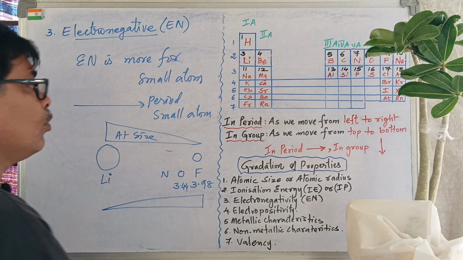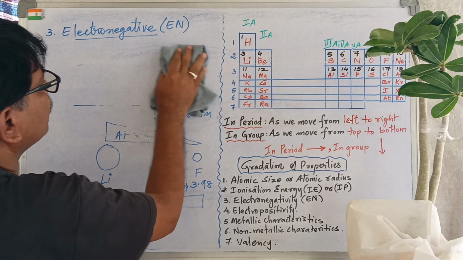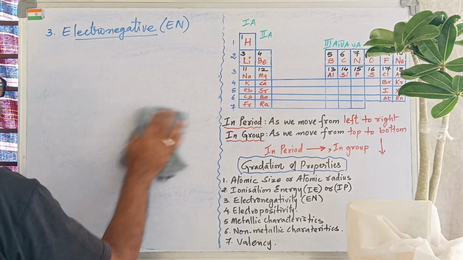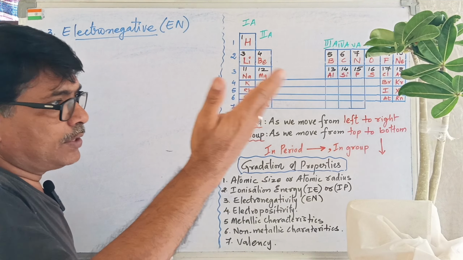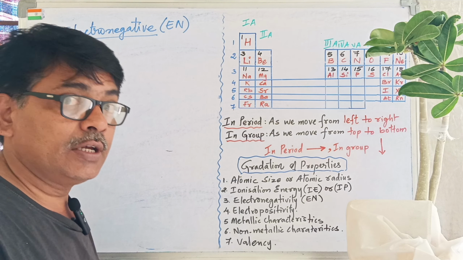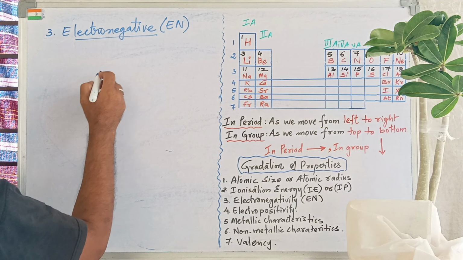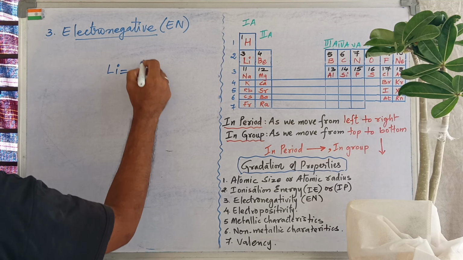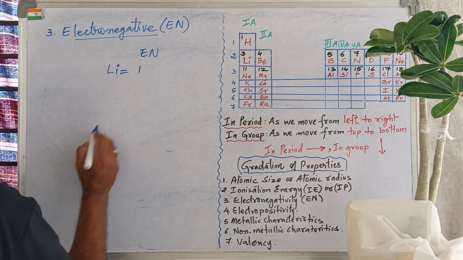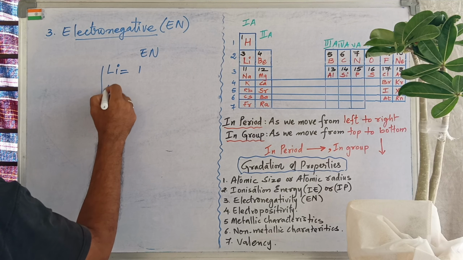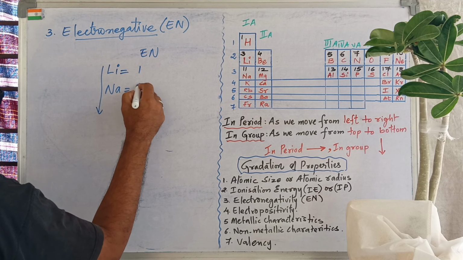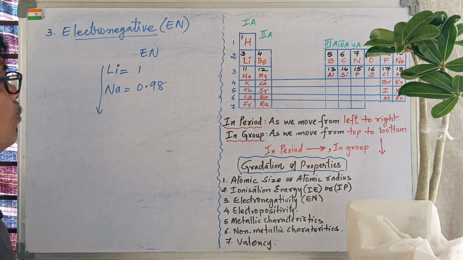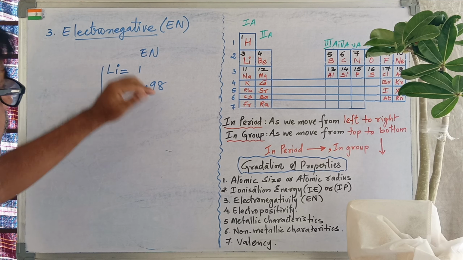Now in a group, just opposite to this. In a group, as we move from top to bottom, atomic size is increasing. If atomic size increases, then automatically electronegativity decreases. A little bit you can discuss, okay? The electronegativity of lithium is 1. Come down, the electronegativity of sodium is 0.98. Very clearly, as you go down, electronegativity is decreasing.